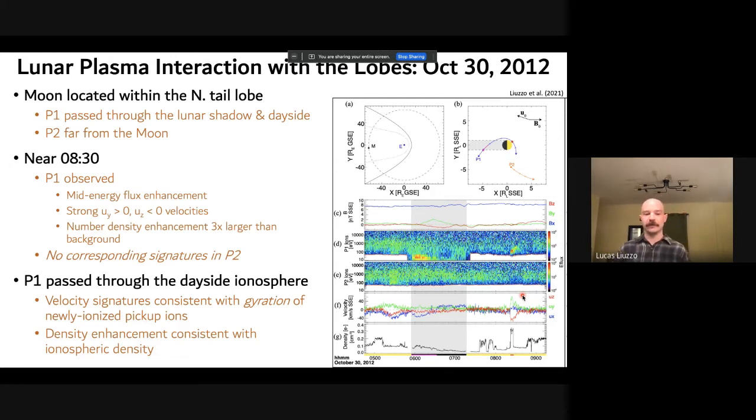And this signature is consistent with gyration of newly ionized lunar ionospheric particles that become ionized, for example, by photoionization, see that mainly X-aligned field and start to gyrate before they're picked up and convected toward downstream. But the signature is then associated with the moon's ionosphere.